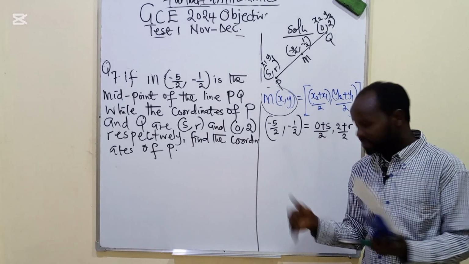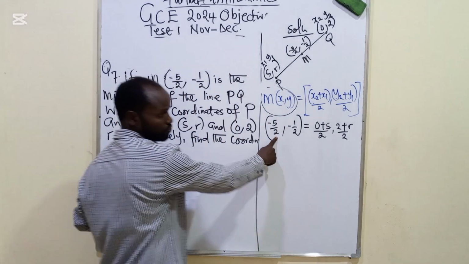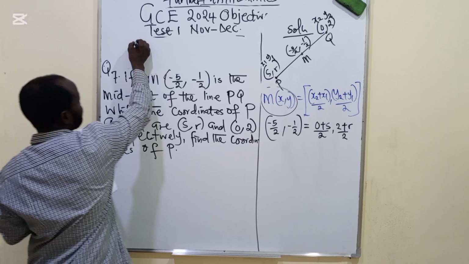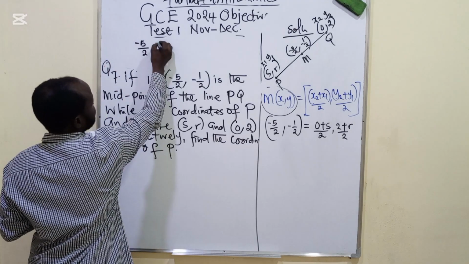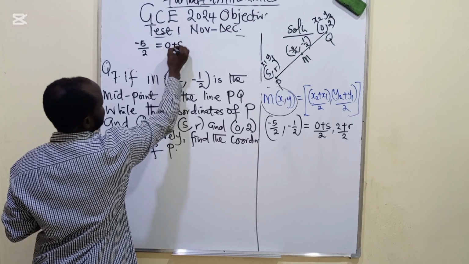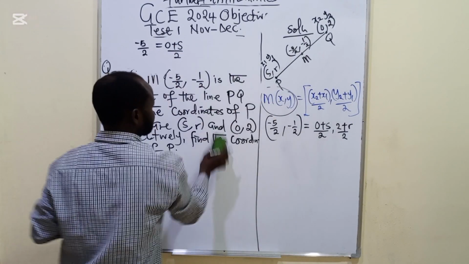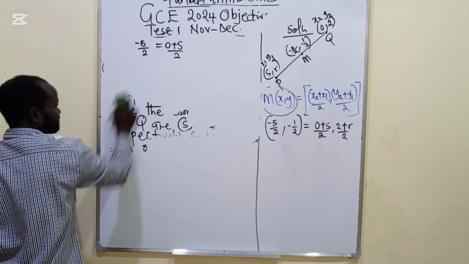So we can relate. What do I mean? Let me move here. It means minus 5 divided by 2 will be equals to 0 plus s divided by 2. Since I'm almost through, I'm looking for the coordinate of P. So let me clean the question so I can have enough space.